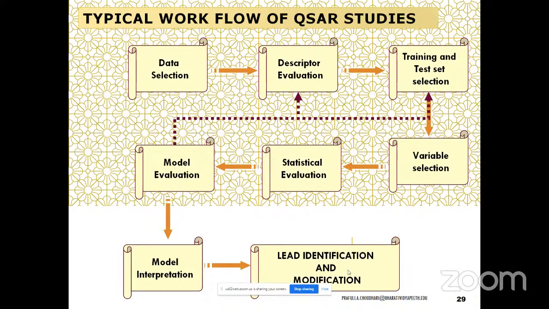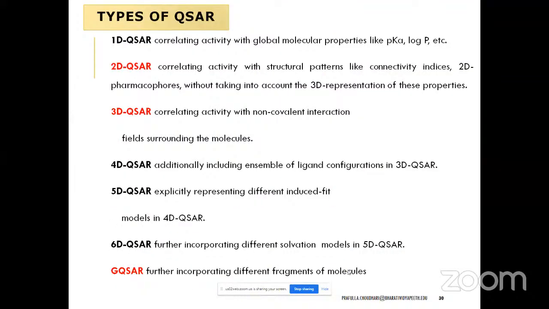Now there are certain advanced softwares which also distribute the test set into an external test set and an internal test set. Means what? We have 70%, 20% and 10%, that is as external test set. Then variable selection, which types of variable, statistical evaluation, model interpretation, and after the interpretation, development of the lead structures. Now there are different types of QSR which are commonly observed or routinely observed in the scientific literature, that is 1D QSR, 2D, 3D, 4D, 5D, 6D, and GQSR.